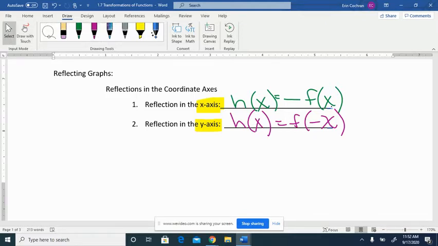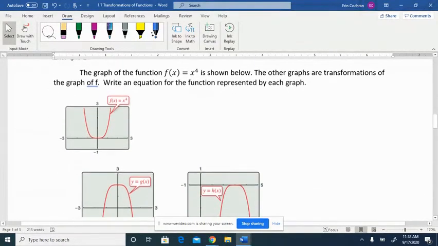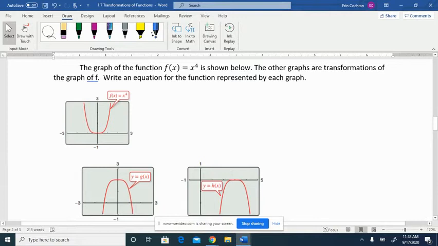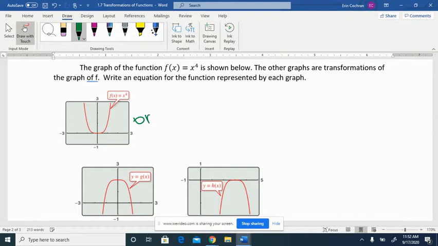All right, so let's look at example 2 here. The graph of the function f of x equals x to the 4th. So this one's my original here. The other graphs are transformations of the graph of f. Write an equation for the function represented by each graph.